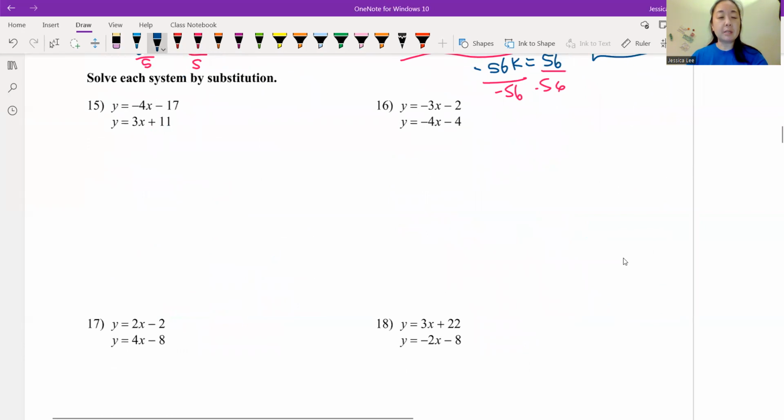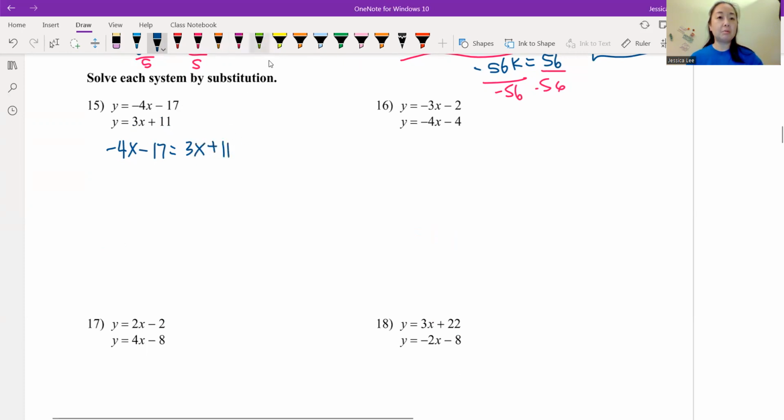All right, now we're going to go into systems, and there's a couple ways to solve this. If you see the y's by itself, then you can technically do elimination, but you could also do substitution. Substitution is the preferred method. I'll show you how to do it with elimination, but honestly, I think substitution is pretty easy. Since these are both equal to y, -4x minus 17 is equal to y and 3x plus 1 is equal to y, that means this -4x minus 17 has to equal 3x plus 11, right?